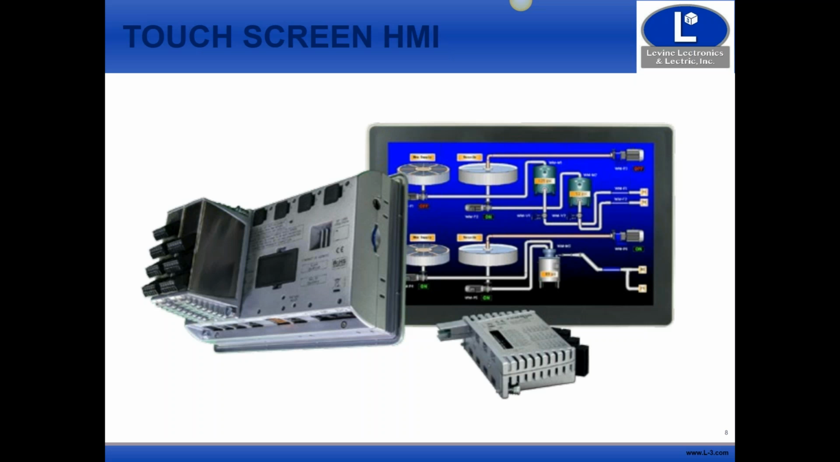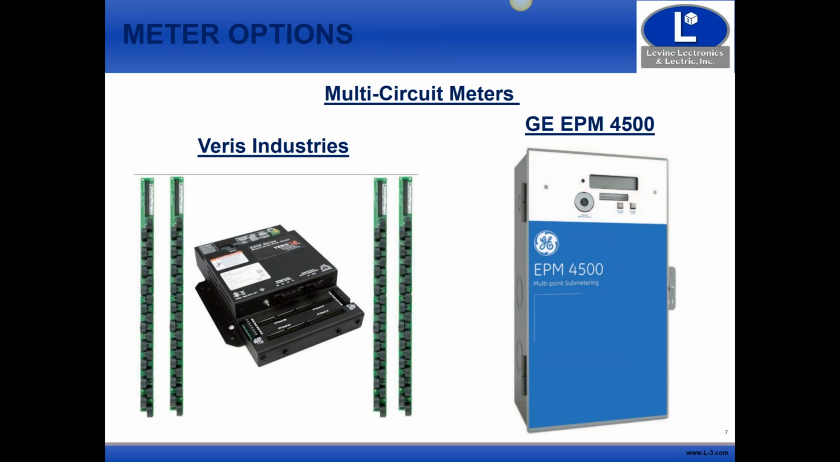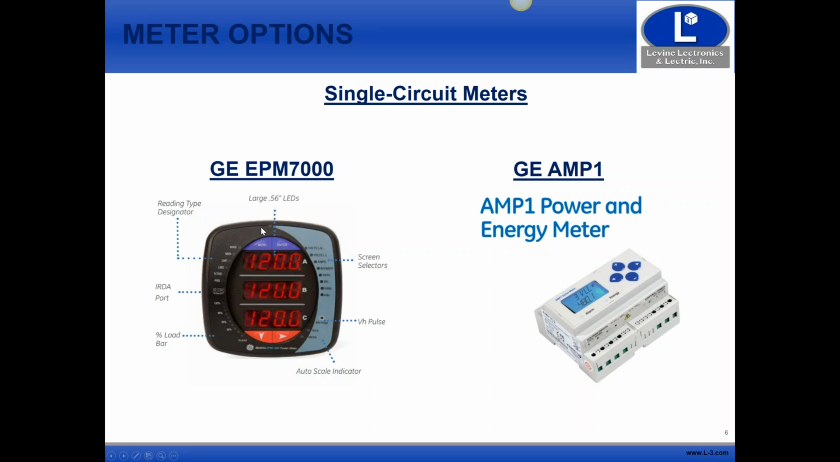98% of the meters that we do are RS-485 serial Modbus communication. We do get the occasional Ethernet, but for the most part, it's all serial. It makes it easy, because if we have breakers that are metering, those are going to be serial. If it's this EPM 4500, it's going to be serial Modbus. The various industries is serial. We can do serial on the EPM 7000 as a standard, and then this GEAMP1 is all serial.